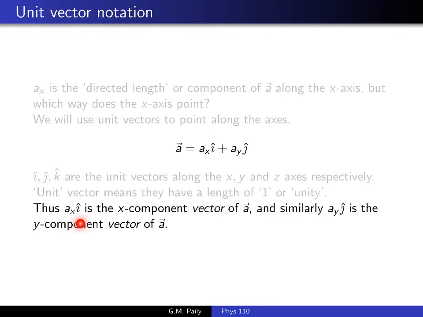Thus, ax i hat is the x component vector of A, and ay j hat is the y component vector of A. So just ax is the x component, but if I write ax i hat, it is the x component vector, right? It is no longer just a number with units, it also has a direction thanks to i hat, because i hat tells you in which direction the x-axis points.